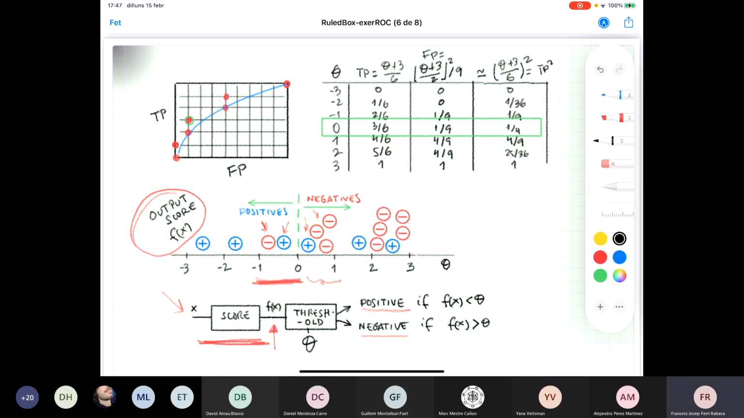The curve is plotted by looking at all possible positions of the thresholds. When the threshold starts at -3, then I have nothing, 0, 0, because I have no positives on the left and no negatives on the left. You see that? Positives on the left, negatives on the left. It's okay?